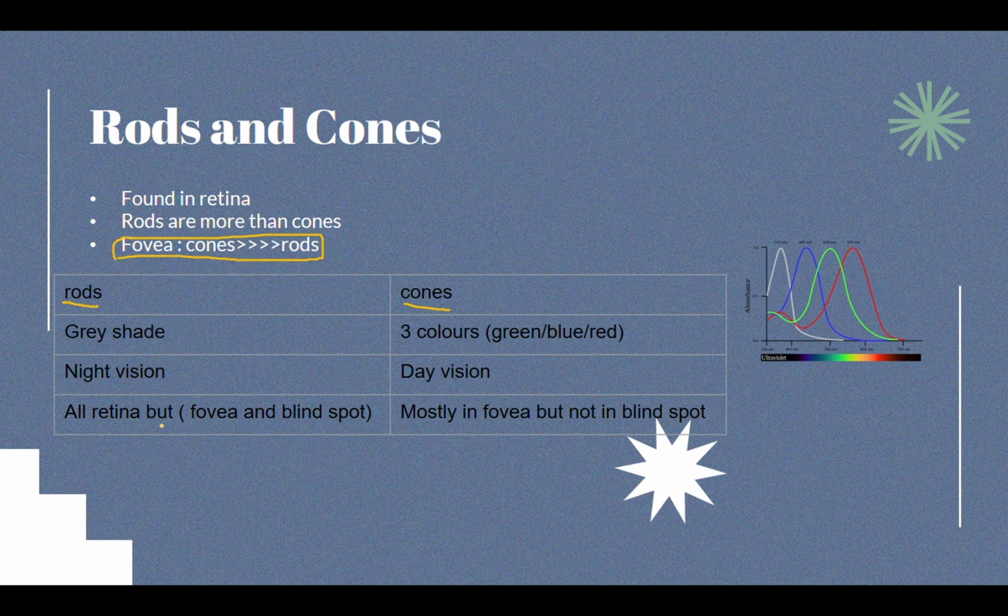Now the cones allow you to see during the day, and they are mostly found in your fovea, but they're not found in the blind spot. So the blind spot does not contain any receptor.